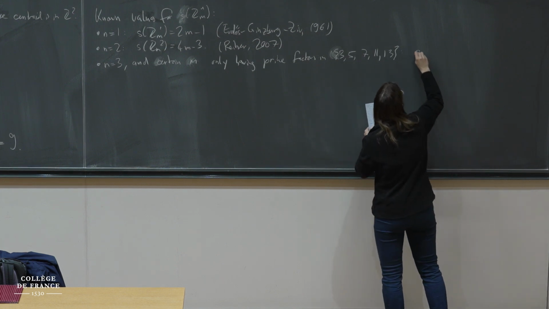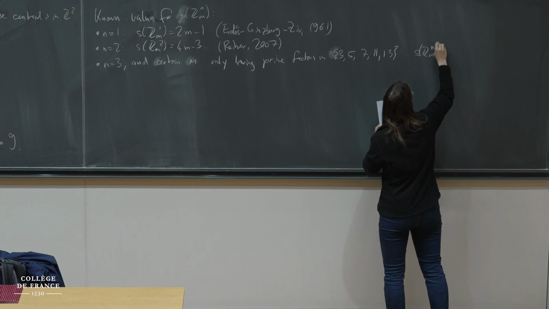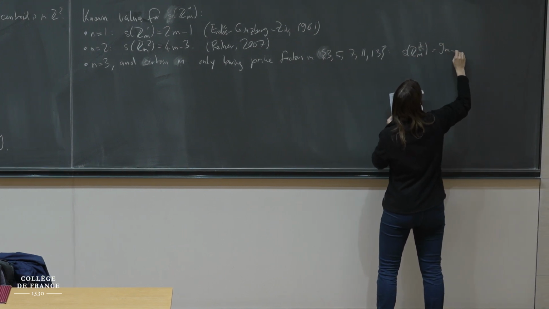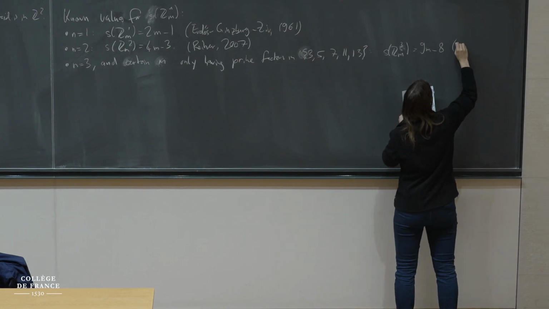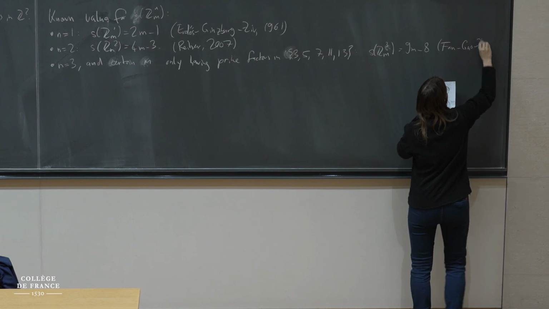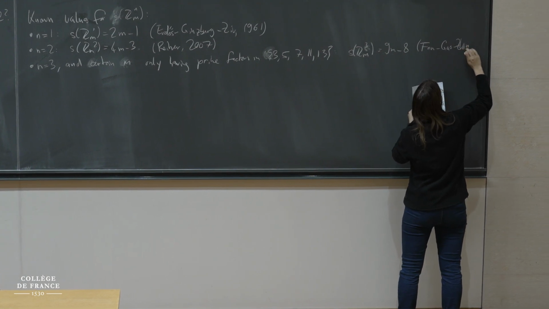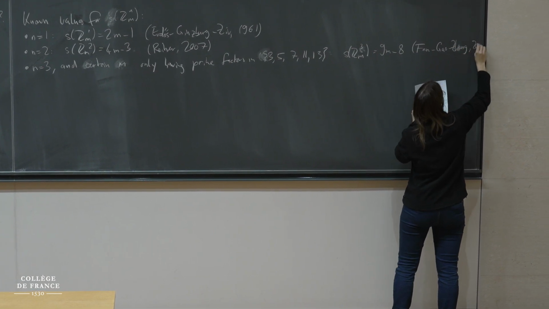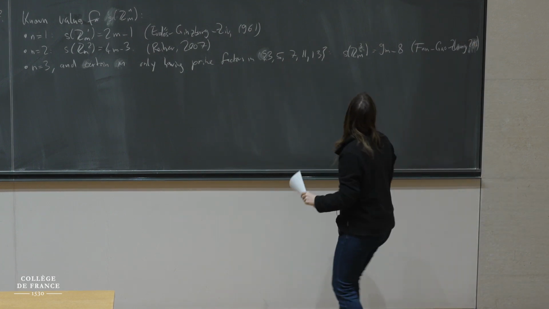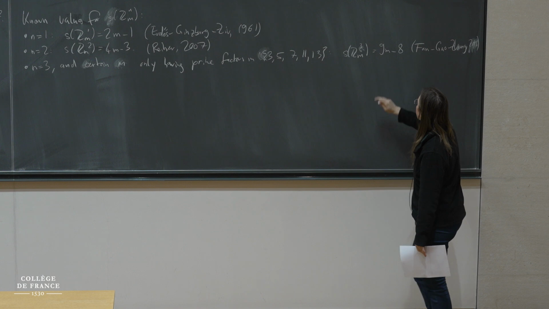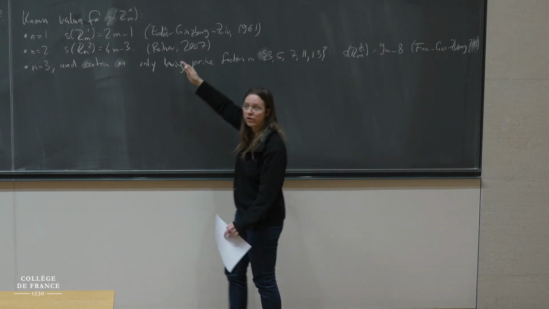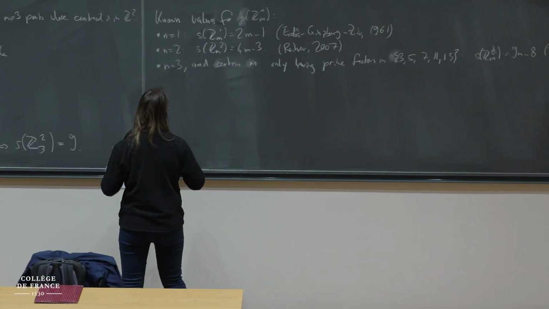so I won't write them here, then it's known that the value is 9m minus 8, and that's due to Fan, Gao, and Zhong in 2011. Okay, so in other words, for dimension 3, the answer is known to be 9m minus 8, but only for a very special m with special prime factors.